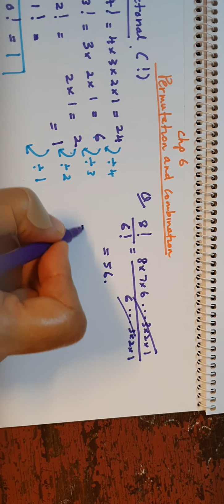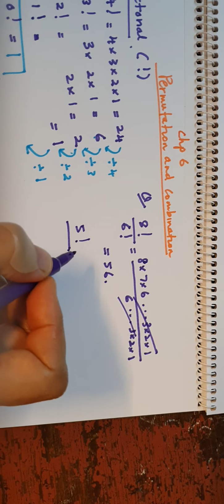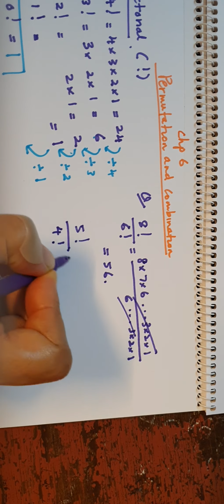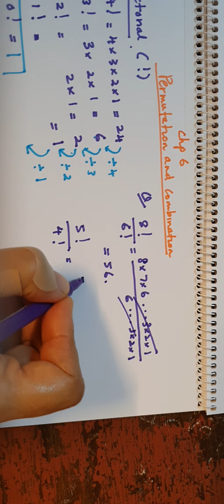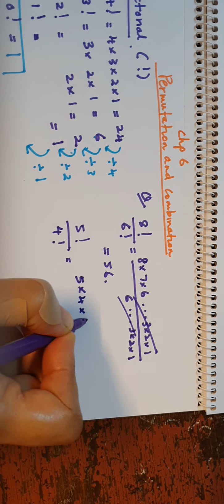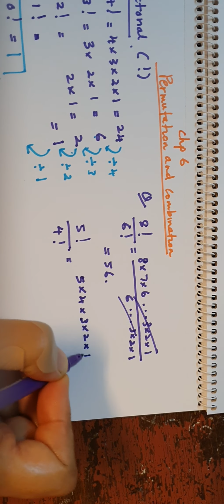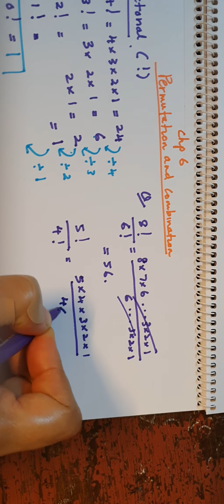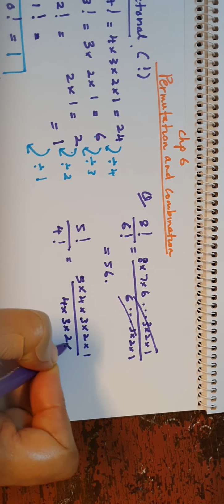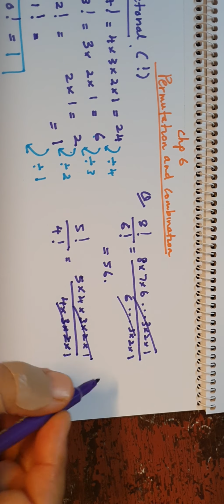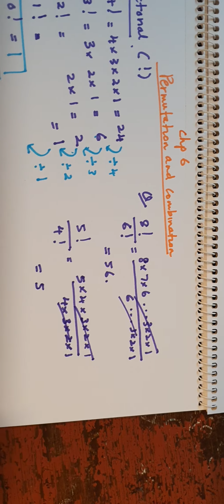Okay, let's say if I were to give you 5 factorial divided by 4 factorial. What does it mean? So you have 5 times 4 times 3 times 2 times 1 divided by 4 times 3 times 2 times 1. Cancel this part. What will you have? You just have a 5.